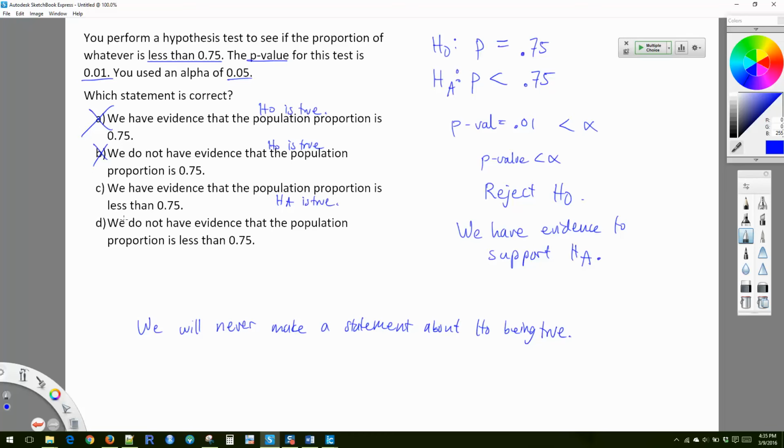All right, in part D, this would have been correct if our p-value was something like 10%. In that case, we would not have evidence to support that the alternative is true. But this is not correct because our p-value is less than alpha. If our p-value was greater than alpha, answer choice D would have been the correct answer.